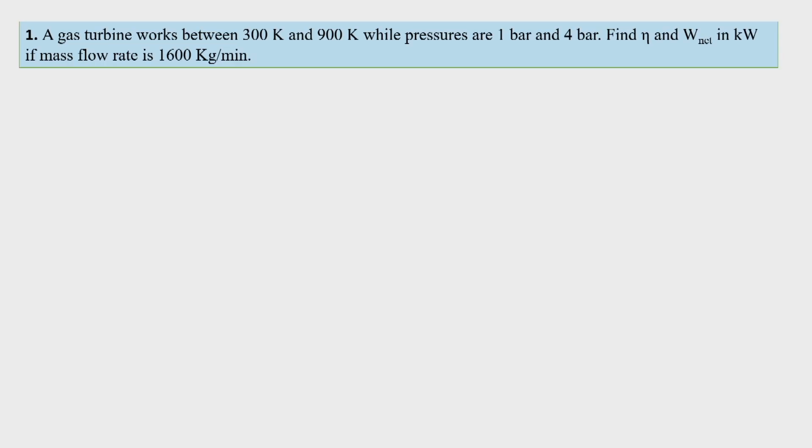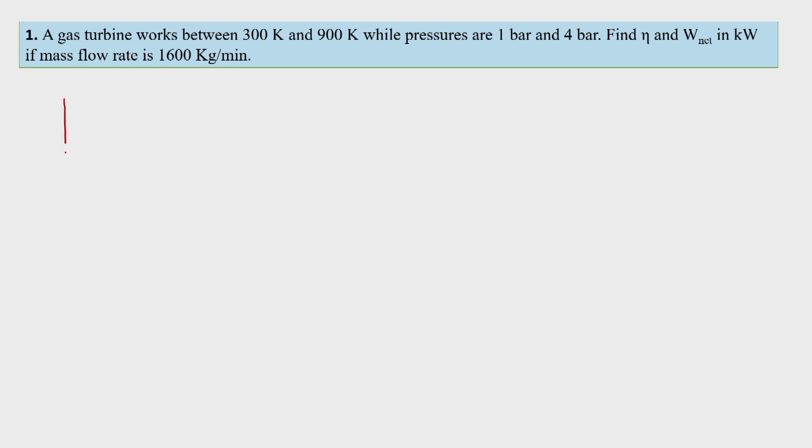So here is the first example. It states that a gas turbine works between 300 Kelvin and 900 Kelvin temperature while pressures are 1 bar and 4 bar. Find out efficiency and net work in kilowatt if mass flow rate is 1600 kg per minute.